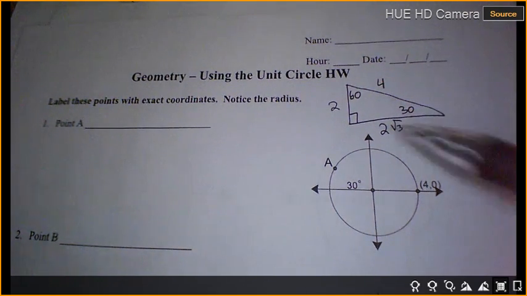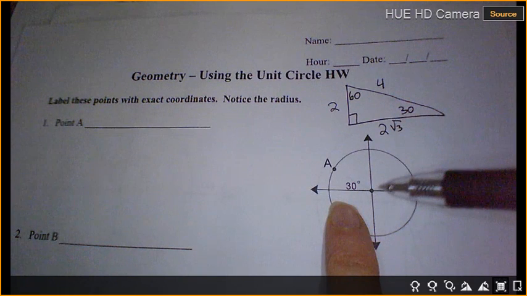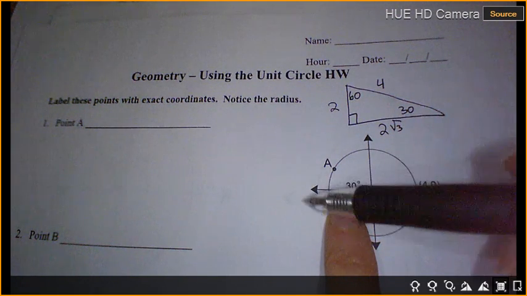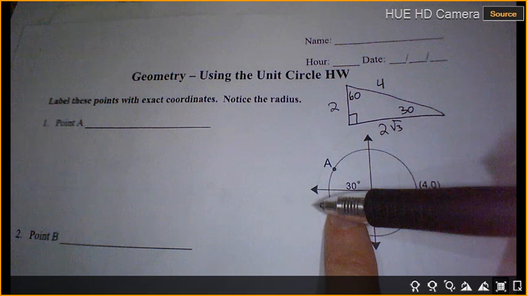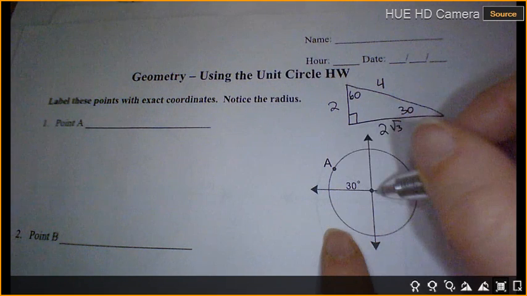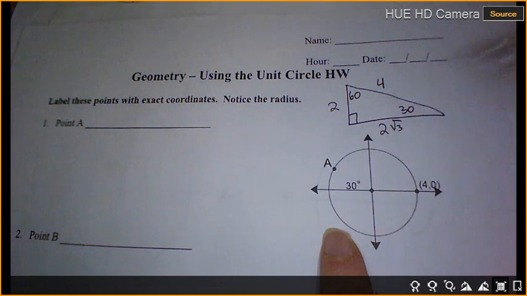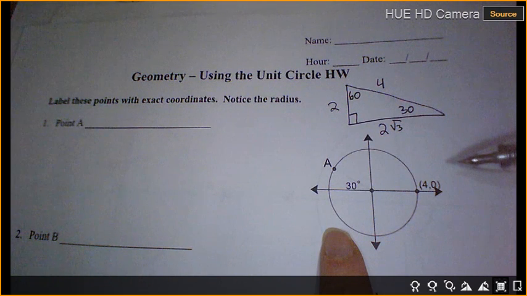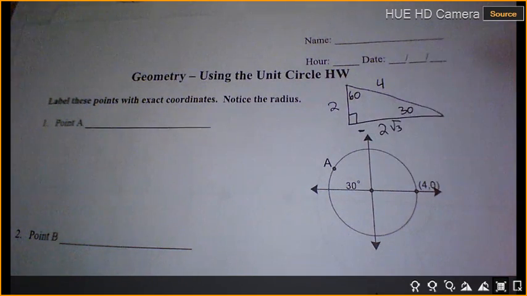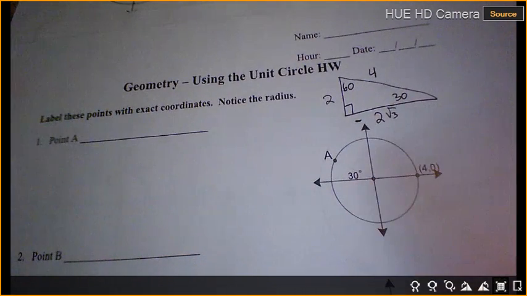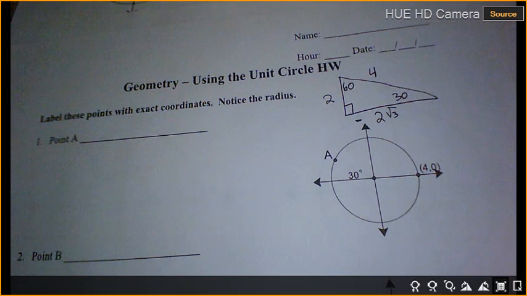And I know it says 30 degrees right here, but this is really going to which direction? If I was going to find point A on here, I'm going to the left and then up, correct? So which one of these has to be negative? Negative 2 square root 3. Okay, so my coordinate for A is negative 2 square root 3, comma 2.